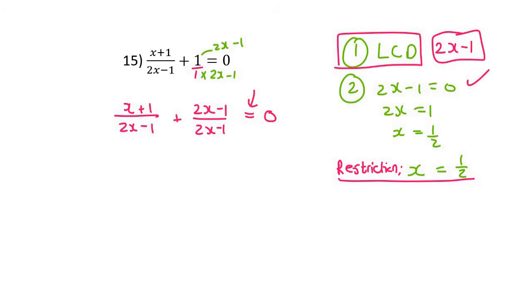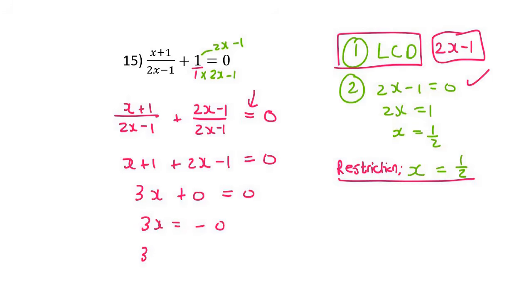When you have an equation and the denominators are all the same, you can cancel them out. So we can just say this now. And now we simply solve. So that's going to become 3x plus 0 equals to 0. And so 3x is equal to negative 0, which is just 0 actually. And so if you divide by 3, you're going to find that the answer is 0. Is there anything wrong with that? Not at all. You can definitely get an answer where x is 0.